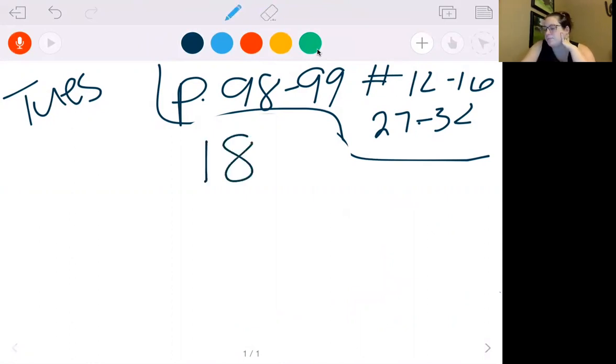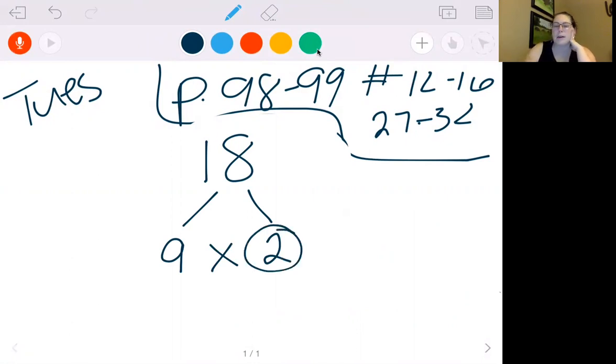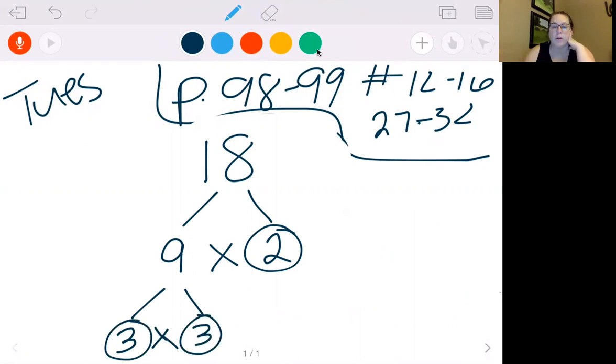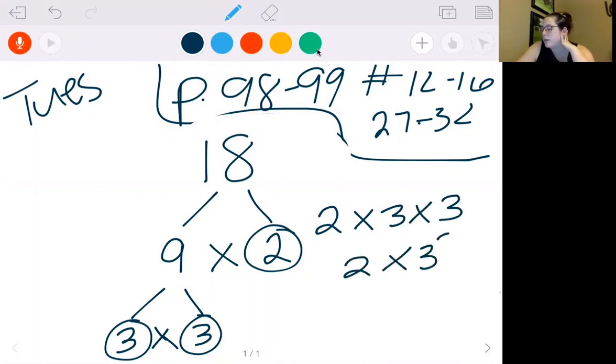Let's do 18. Okay, if I want to break down 18, I'm going to do 9 times 2. 2 is prime. I'm going to go ahead and circle it. And to get 9, I do 3 times 3. Can't do anything else with 3. If I broke down 3, it would be 3 times 1 over and over and over again, which is pointless. So it's just 3. So my prime factorization would be 2 times 3 times 3, or 2 times 3 squared. And that 2 right here in the exponents is because I have 1, 2 3's. Okay, so this is going to be your best answer.